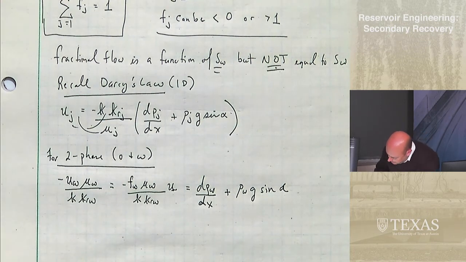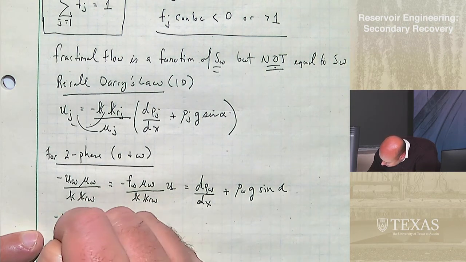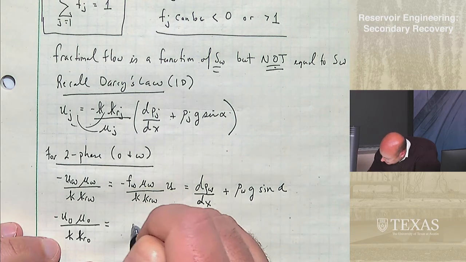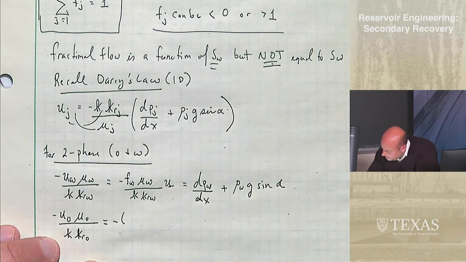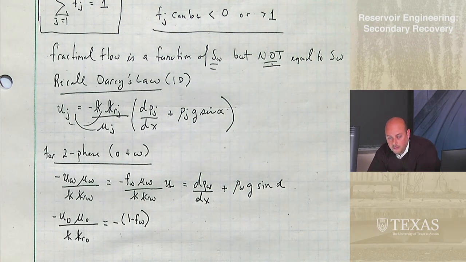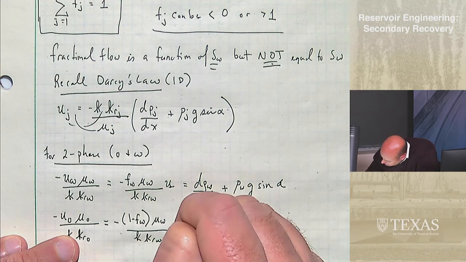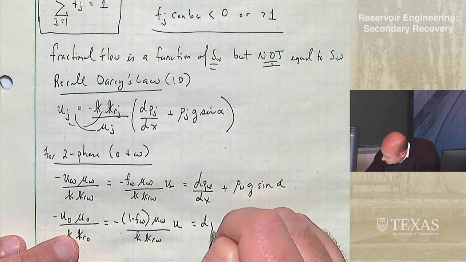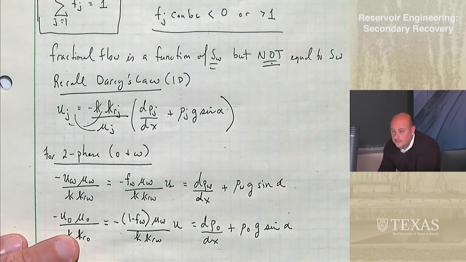I'm going to do the same thing for oil. Minus u_o, the oil velocity, k over k_ro, oil, is equal to, now I can say minus f_o, but I know that f_o plus f_w is 1. So I'm going to put 1 minus f_w there, and that way I only have one variable, f_w. So if f_w plus f_o is equal to 1, then f_o must equal 1 minus f_w. And that's equal to dP_o/dx plus rho_o g sine alpha.